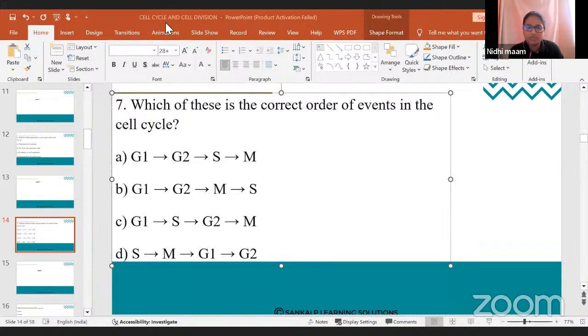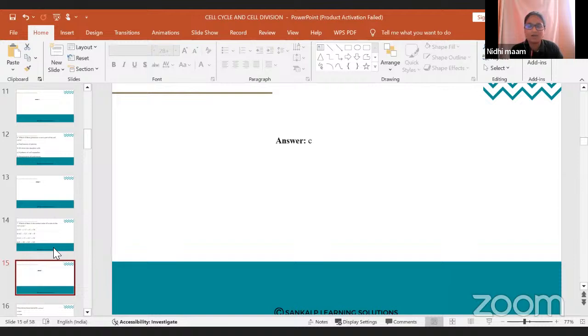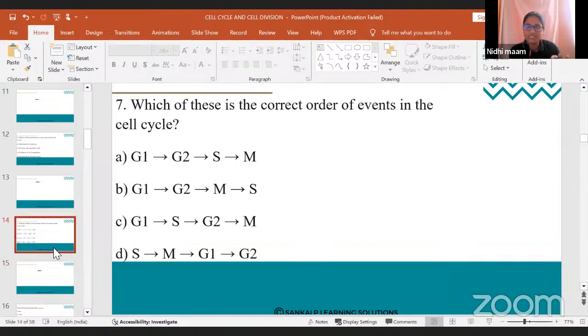Okay, most of you voted for option C, that is G1, G2, M. Let us check the answer. Exactly, option C, G1 phase followed by S phase, that is synthesis phase, then followed by G2, then M phase. Option C is the right answer.